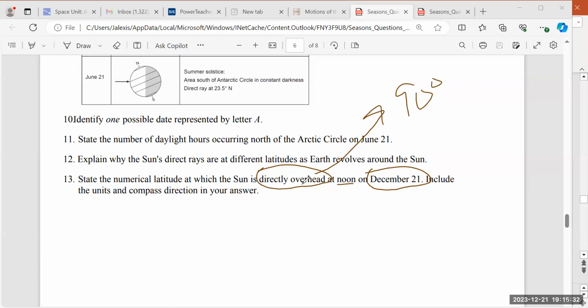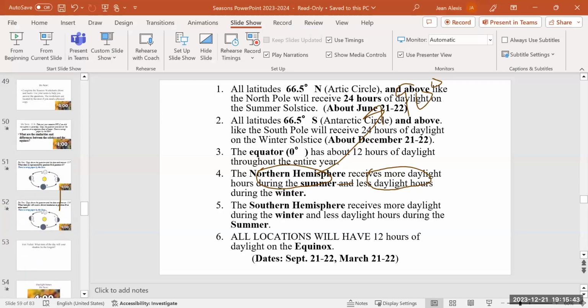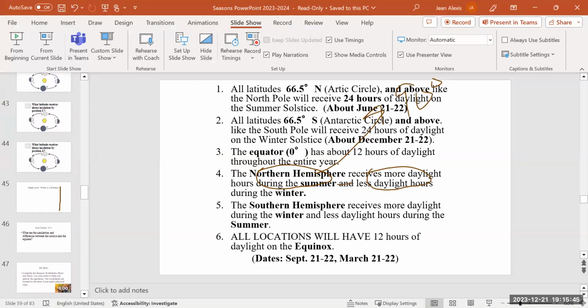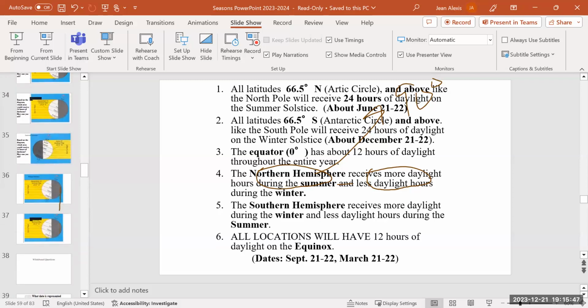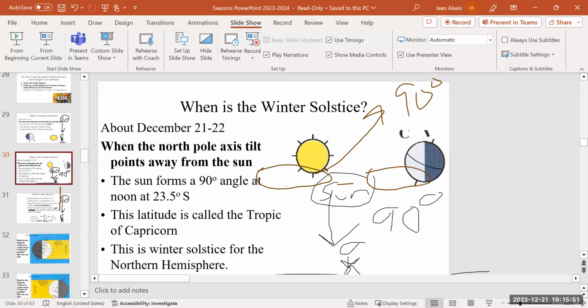Which latitude is the sun directly overhead at noon on December 21st? If you look at our notes, which we have to memorize, this is a topic where we have to study, people. The reference evidence is not going to help us. All right, December 21st, it says it right here. What latitude does the sun form a 90-degree angle?